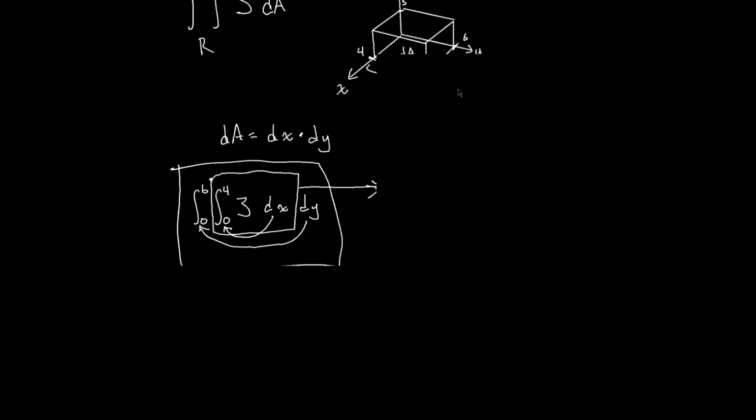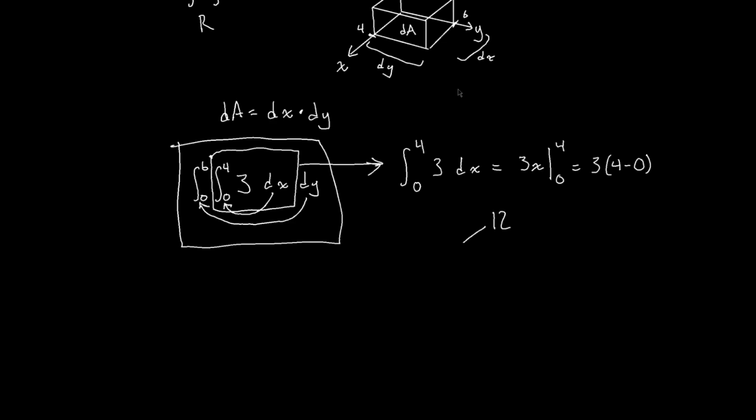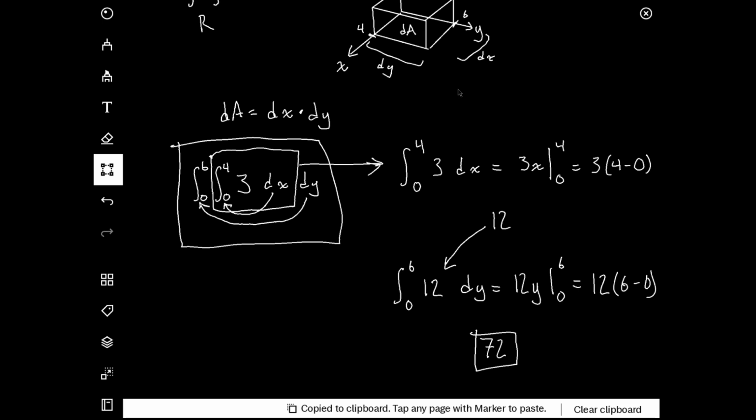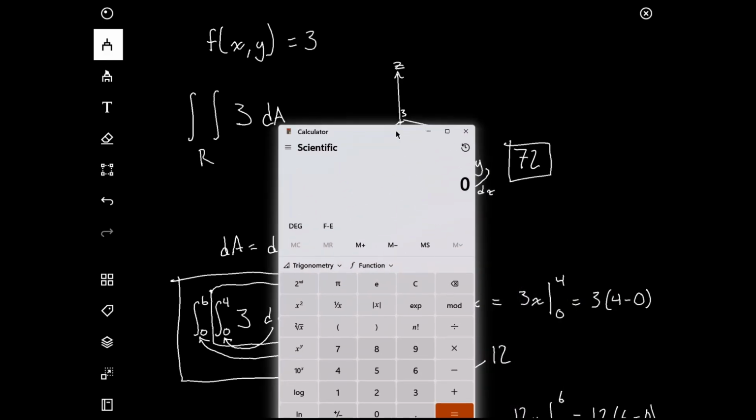Now let's go check that against our picture that we drew up here. We have 4 times 6, 4 times 6 times 3. Check this, 4 times 6 times 3 equals 72.